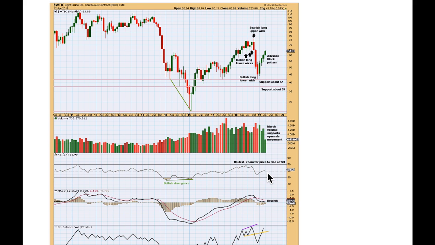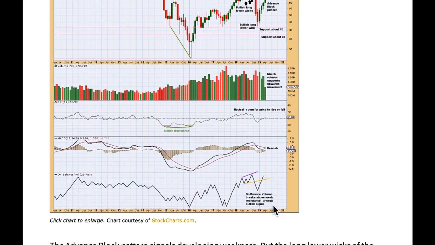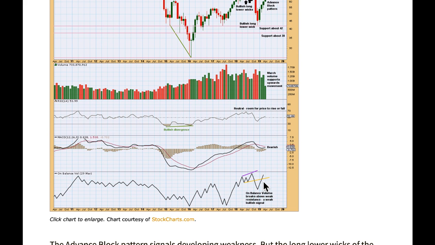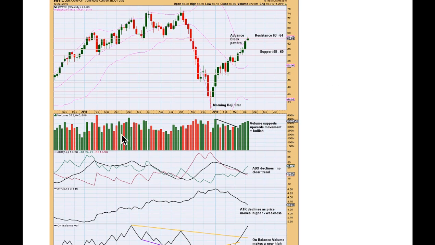RSI is neutral. There was plenty of room for price to continue higher. MACD is bearish. We haven't had a bullish crossover yet. The last signal from on balance volume was bullish. This trend line now no longer has reasonable technical significance. This week there's an advanced block pattern as well.